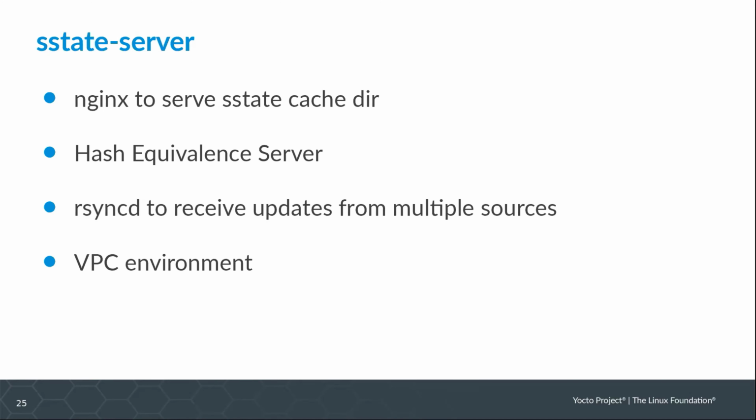After this it's fast and it only updates the differences. And as shown in that yellow cloud, it's a virtual private cloud environment, so there is no internet connection from the sstate server. It's something for security reasons.